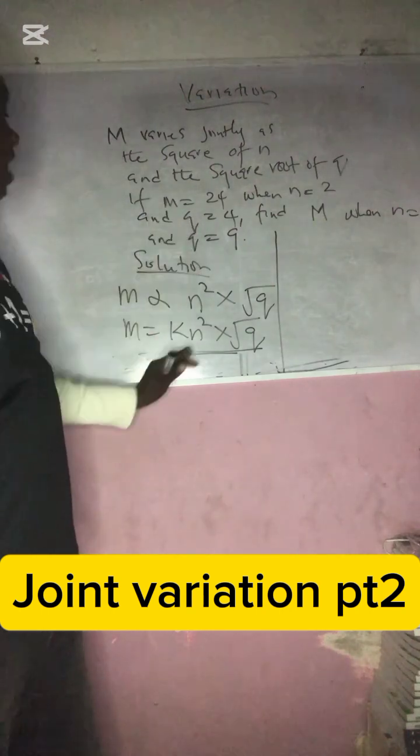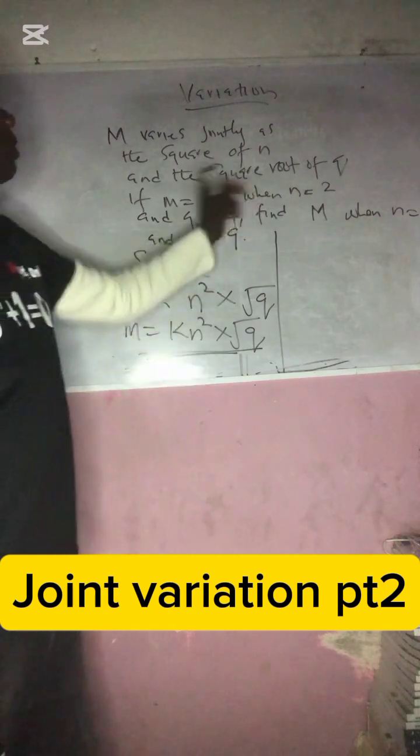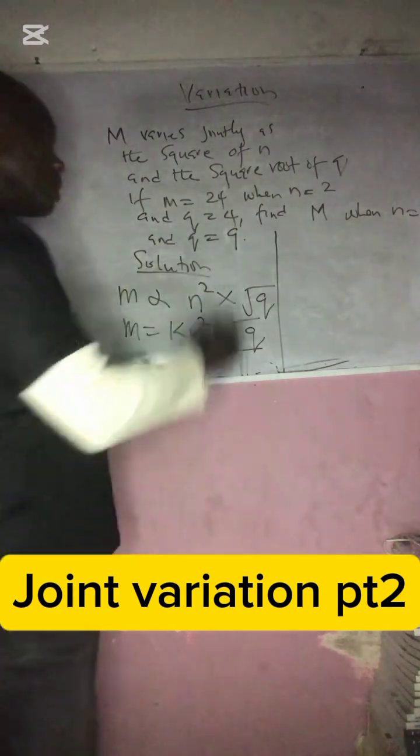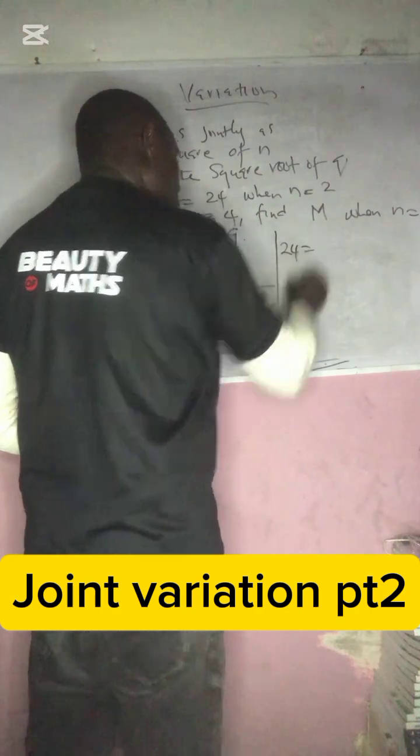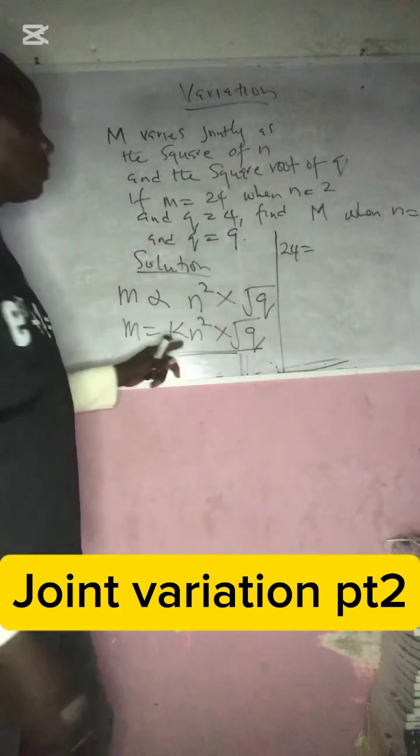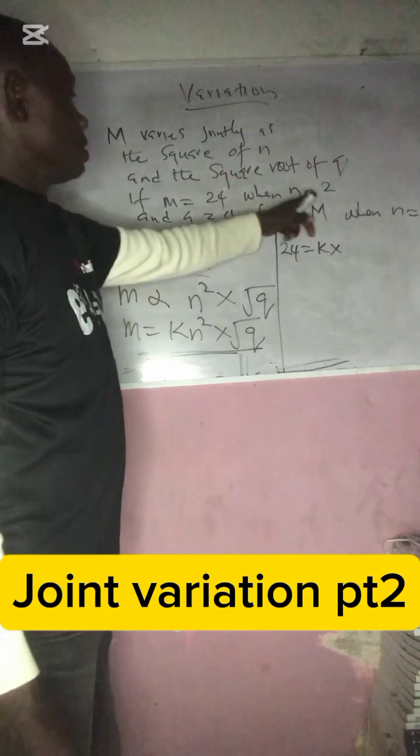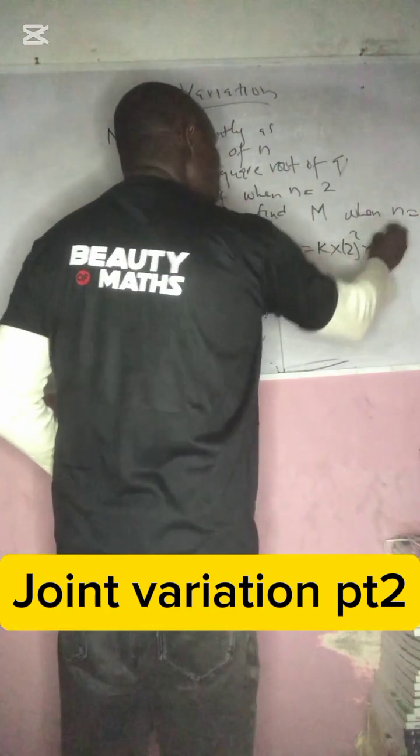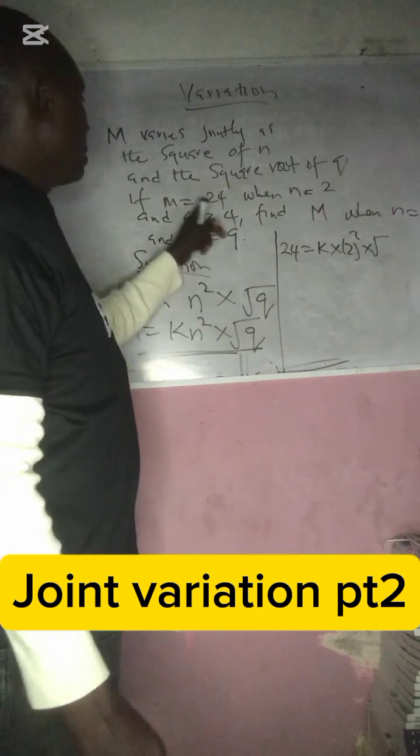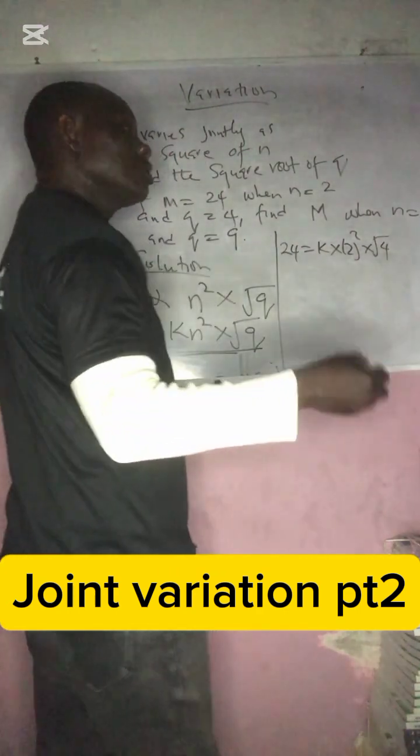So we now have the relationship m is equal to k n squared times the square root of q. So if m is 24, now you can substitute the values. 24 will be equal to, k is what I'm looking for, k times n is 2, so it will be 2 all squared times the square root of q, which is 4. And the square root of 4 is of course 2.